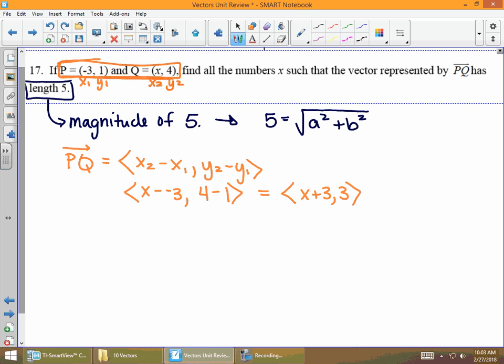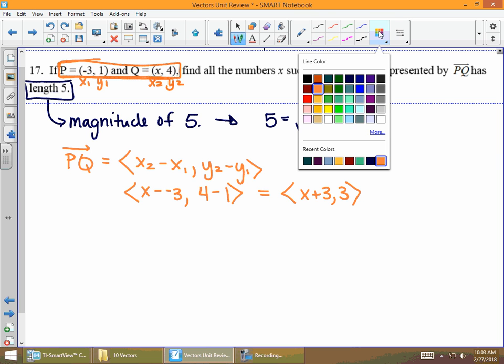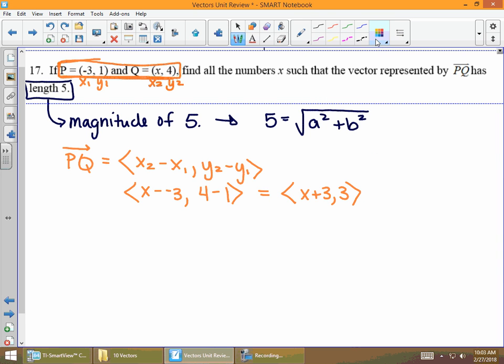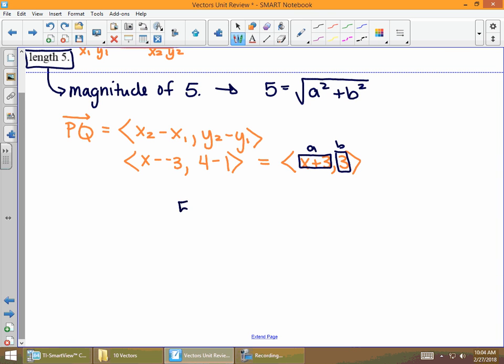And now we have our A and our B that we can plug into our equation. So here's A, X plus 3 is A, and 3 is B. So I'm going to use this equation, 5 equals square root of A squared, but instead of A, I'm going to put in X plus 3. And instead of B, I'm going to put in 3.